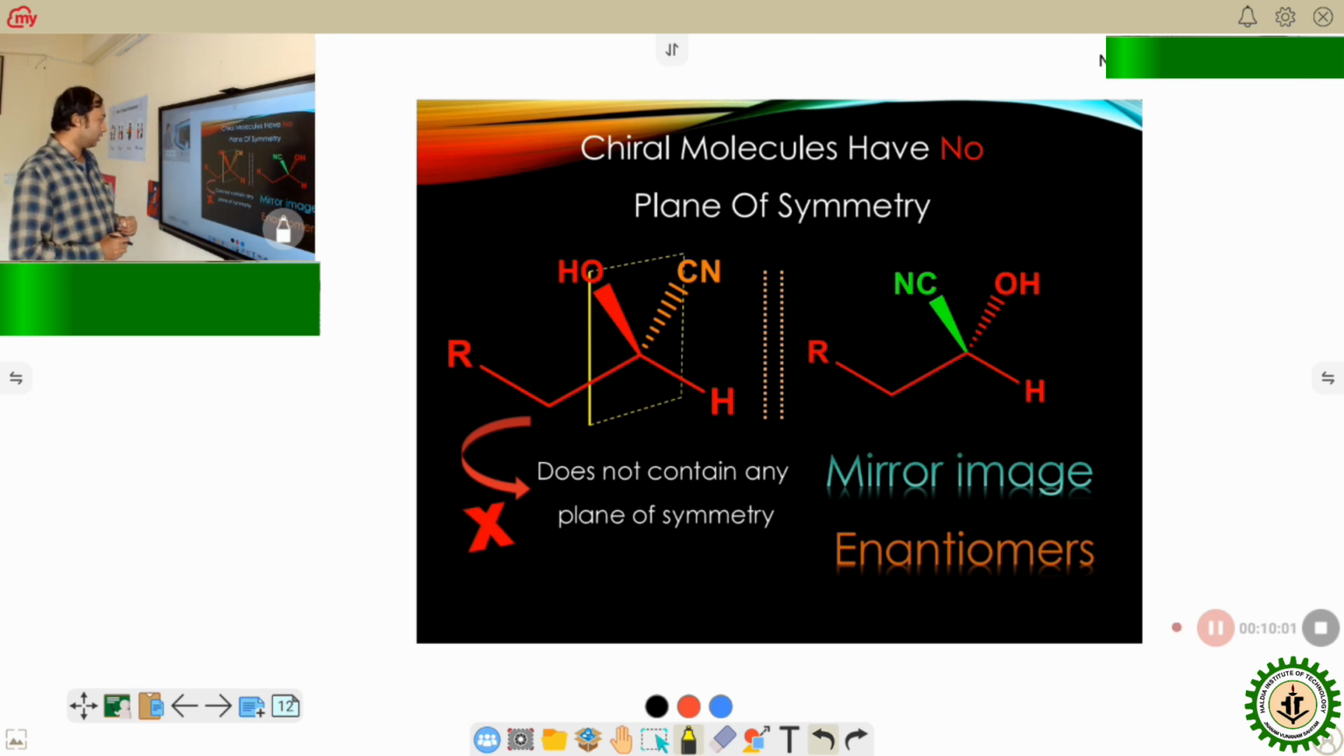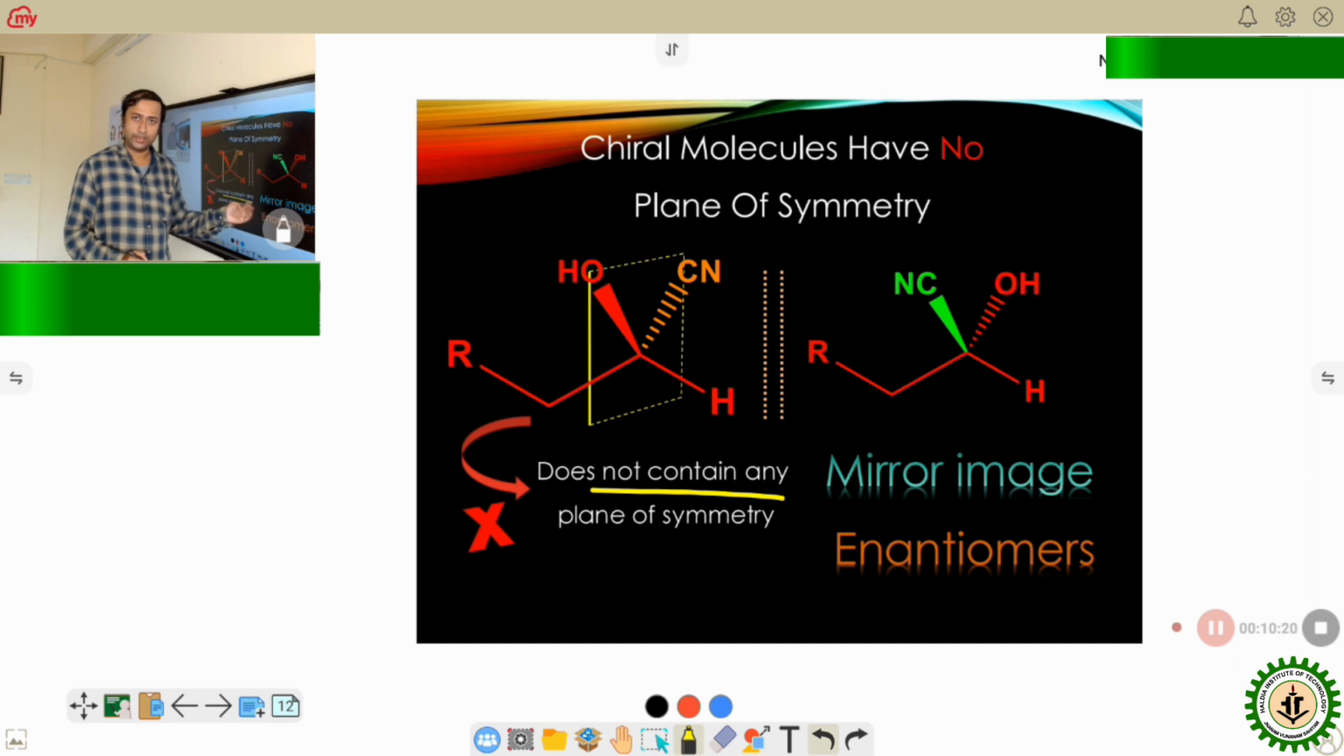Now, what about these two molecules? They do not have a plane of symmetry, because if I pass a plane like this, one part is not the mirror image of the other part. The same thing is over here. So they do not contain any plane of symmetry. They are mirror images of each other and they are enantiomers. So chiral molecules should not have any plane of symmetry. In that case, they will exist as enantiomers.